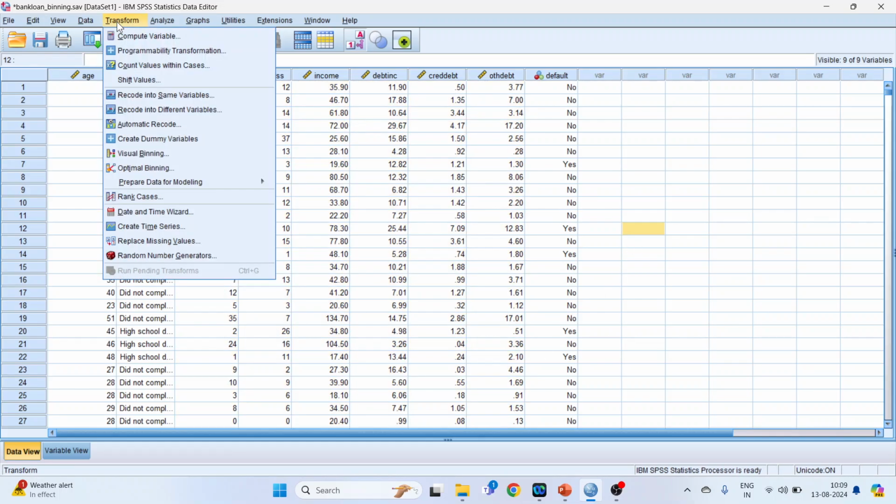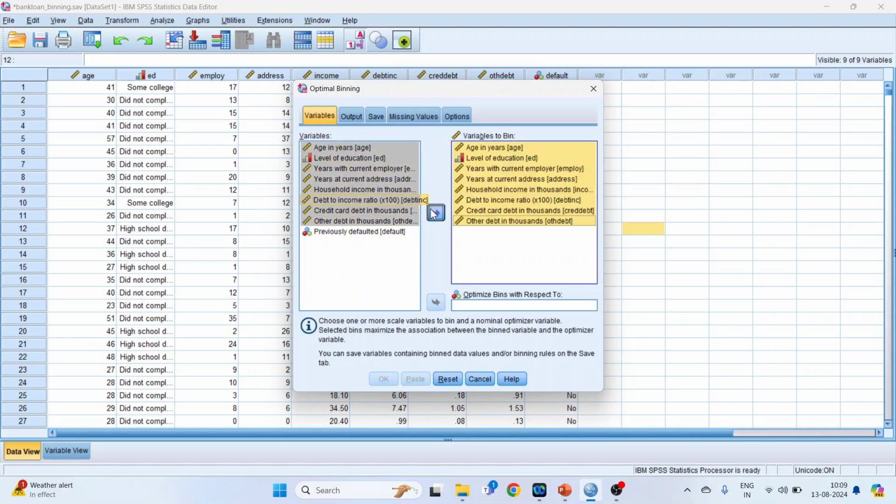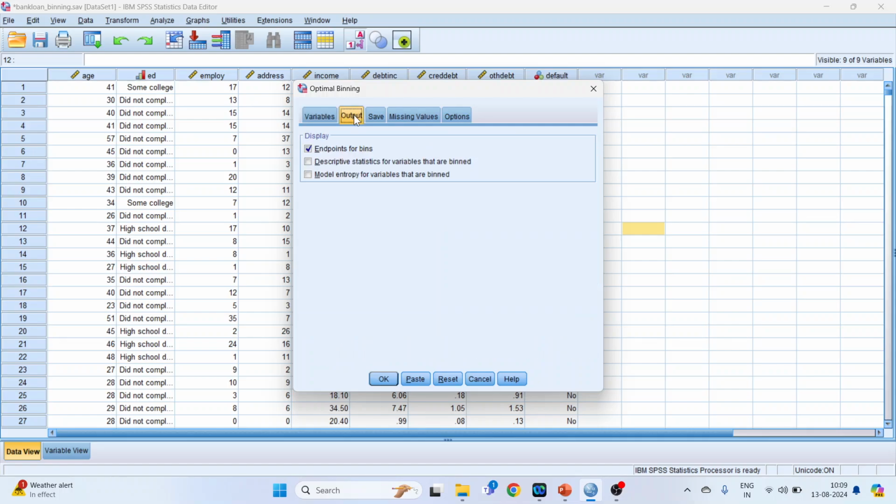So we will go to Transform, and here is Optimal Binning, and transfer all the independent variables into Variables to Bin. Based on what is this to be optimized? The target variable is previously defaulted or not. So transfer it here, click on Output, Descriptive statistics, Model entropy for variables, and click OK.